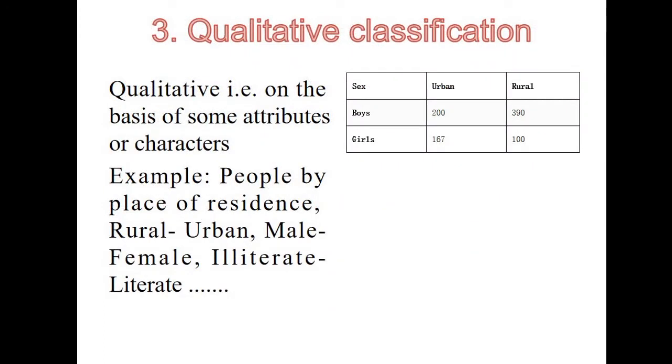Next, qualitative classification. It's on the basis of attributes or characters. For example, people by place of residence, that means rural or urban, male, female, illiterate, literate, and so on. So, according to the character or attributes, that is called qualitative classification. This is the example table. Here sex, boys and girls, urban and rural wise, it is classified. The table can represent it.